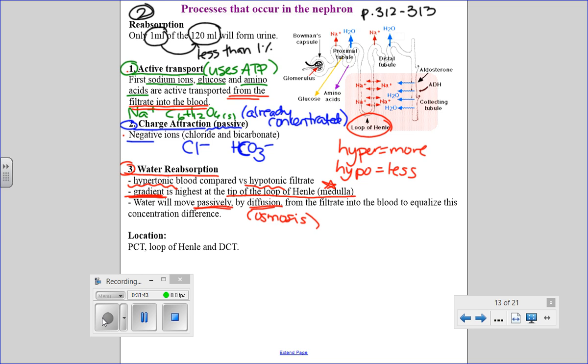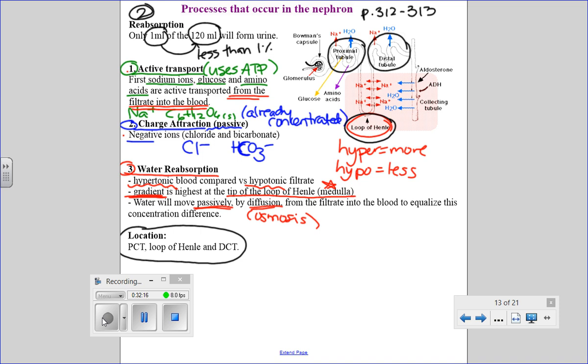Now, where is all of this happening? Three spots, really: the PCT, the proximal convoluted tubule, the loop of Henle, and the distal convoluted tubule, the DCT. So first, in the glomerulus, blood is filtered. In the next three parts, I'm doing a ton of reabsorption. I'm taking things back from the filtrate towards the blood.